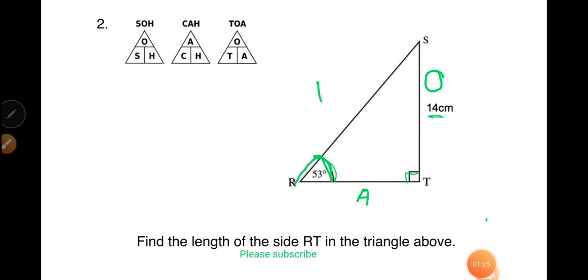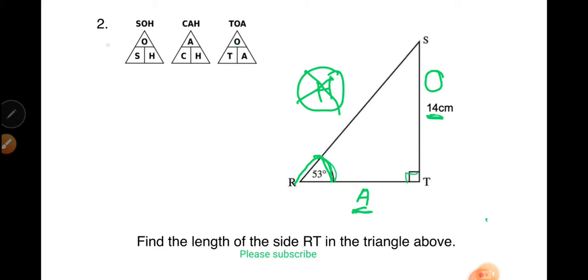Now think very carefully. In this question, they've told us the opposite is 14, and they want us to work out the adjacent. It really has nothing to do with the hypotenuse. So from now on, we can ignore the hypotenuse. Now, we've been given the opposite and we've been given the adjacent.